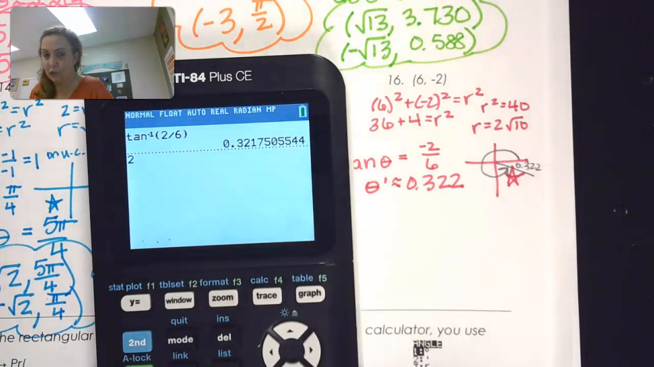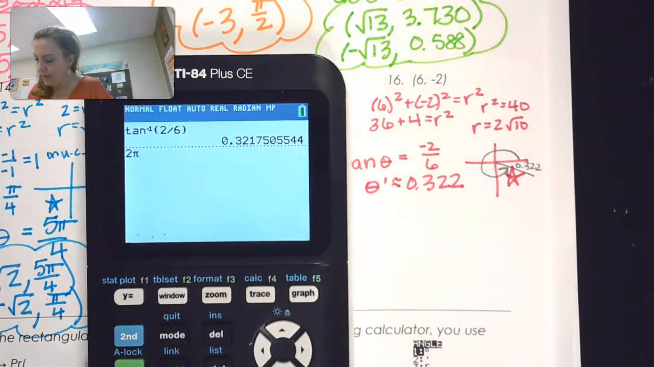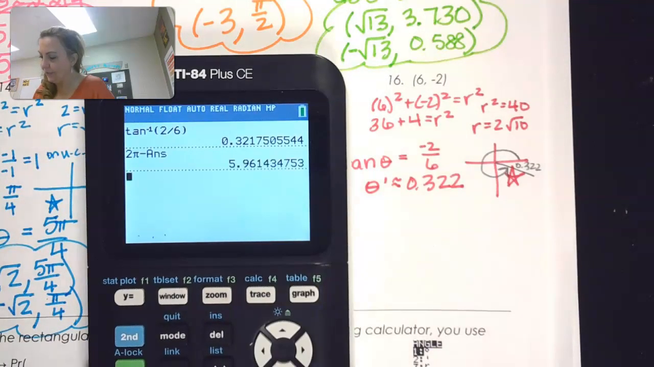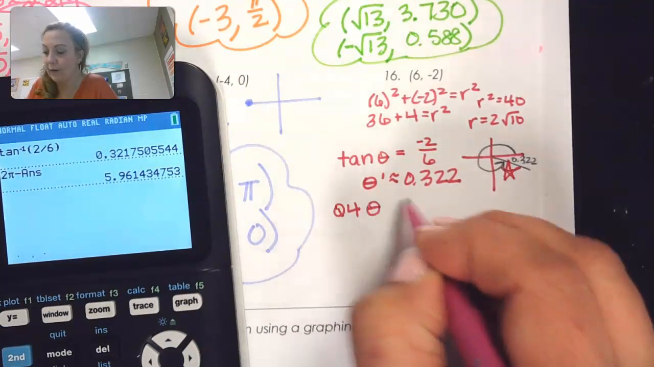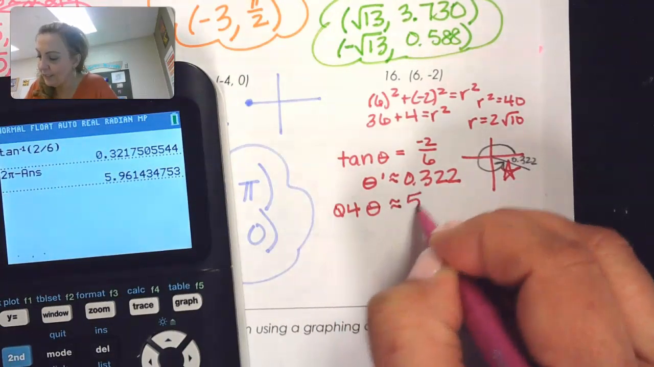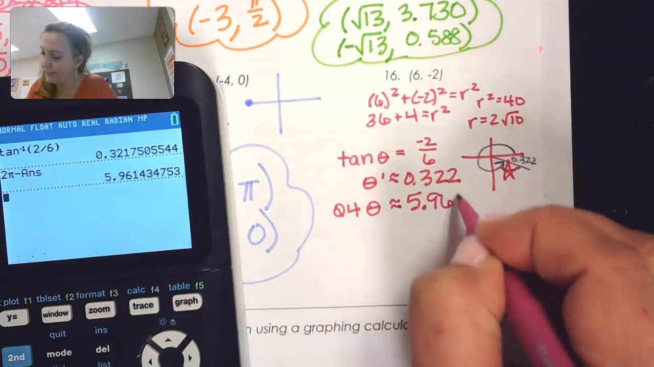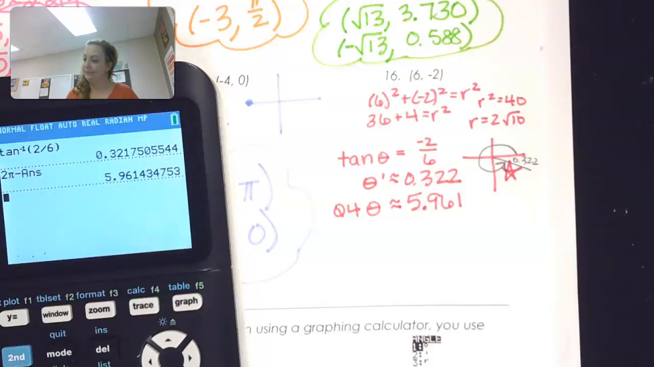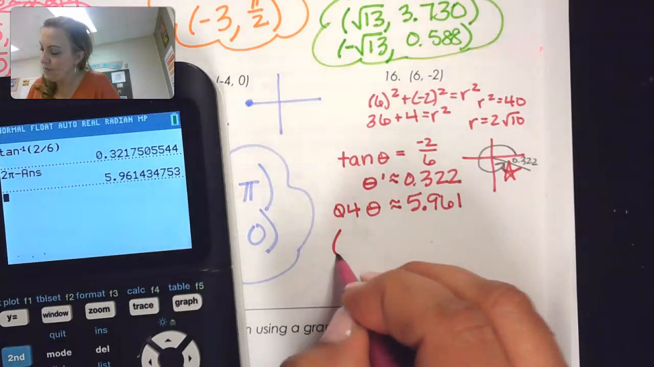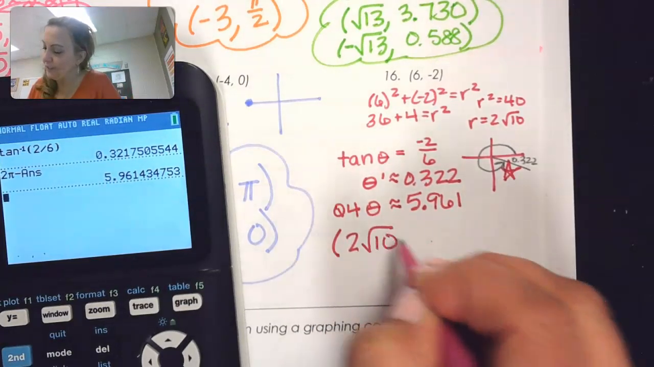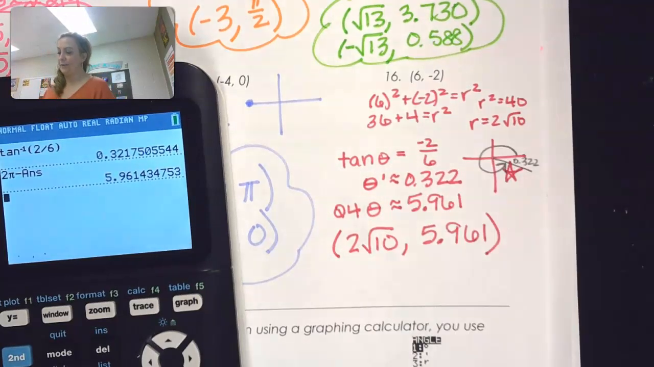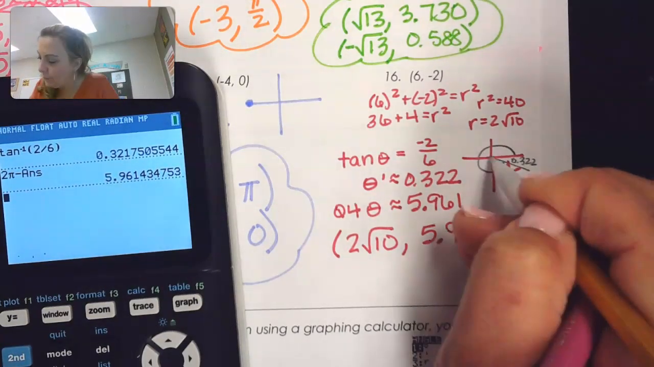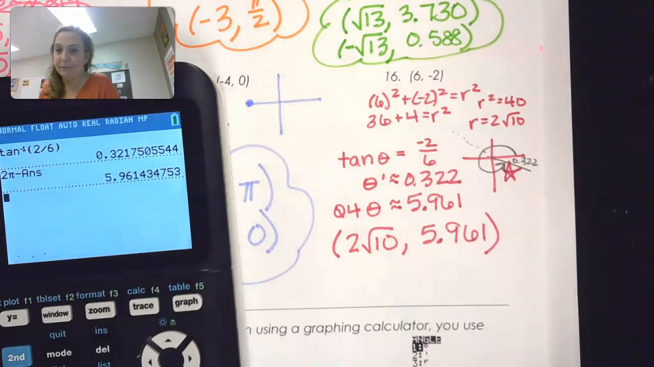So I'm going to take 2 pi minus that value, and my quadrant 4 theta, which is where I want it to land, is going to be about 5.961. So therefore, one of my ordered pairs is (2√10, 5.961). And let's think about what we would need to do for the other one.